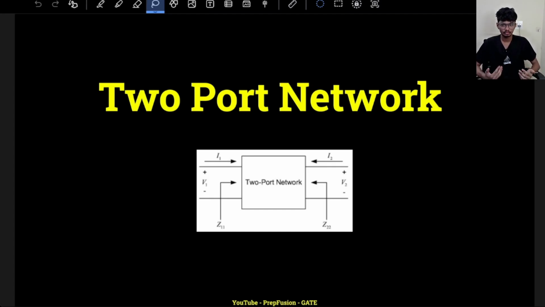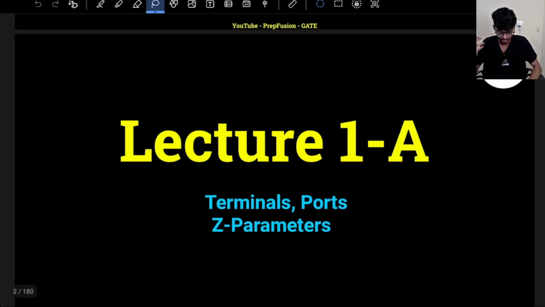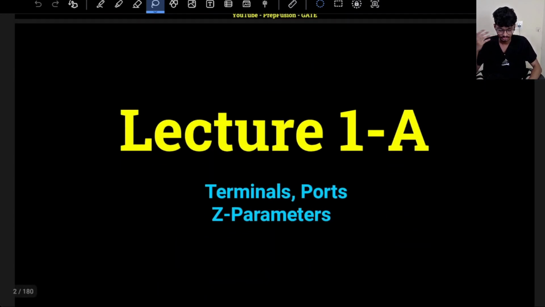I'm Anish and today we will start with a new chapter, two-port networks, and this will be the last chapter of network analysis. So we have learned a lot of things in network theory, and this will be your basic building block for all the next chapters. That's why we have learned everything from basics, and obviously we have done the complex topics as well. First we will discuss what two-port networks are and what the different parameters are.